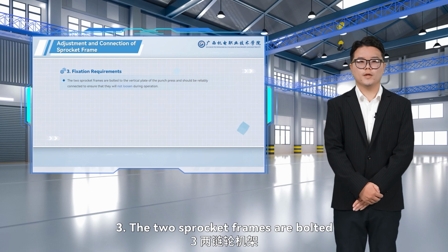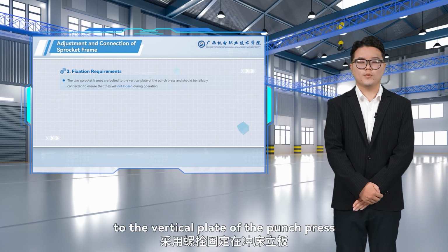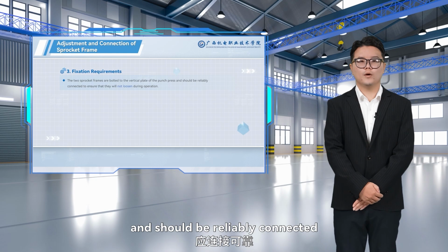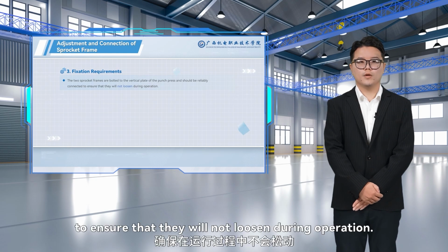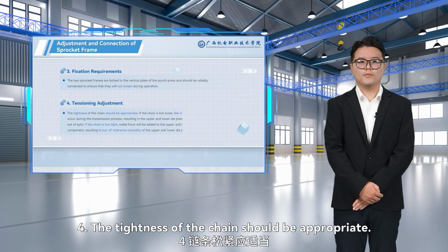3. The two sprocket frames are bolted to the vertical plate of the punch press, and should be reliably connected to ensure that they will not loosen during operation. 4. The tightness of the chain should be appropriate.